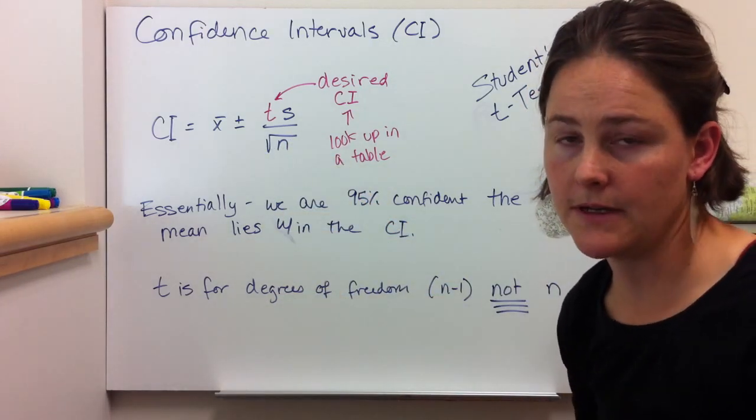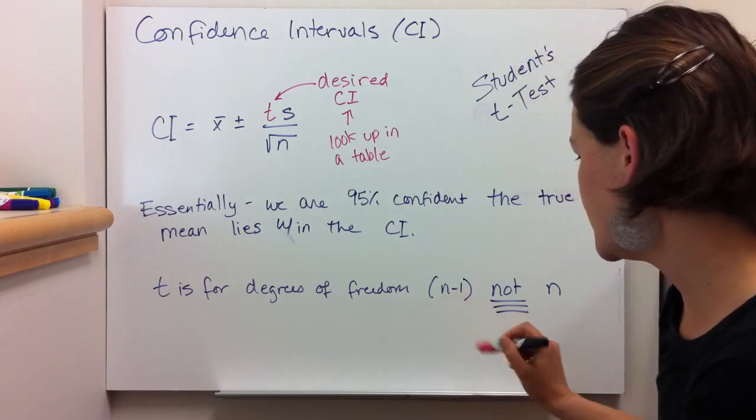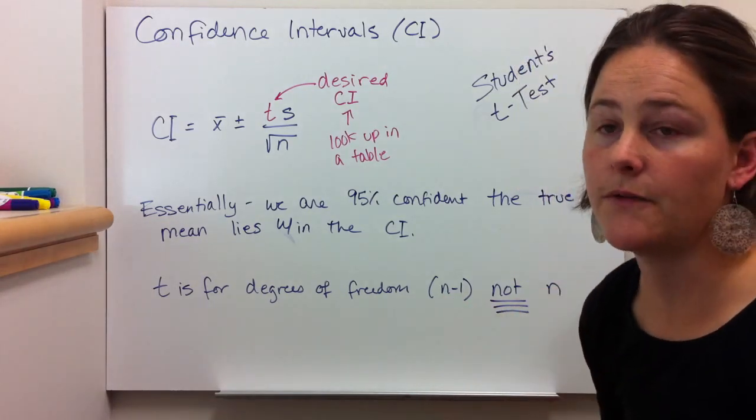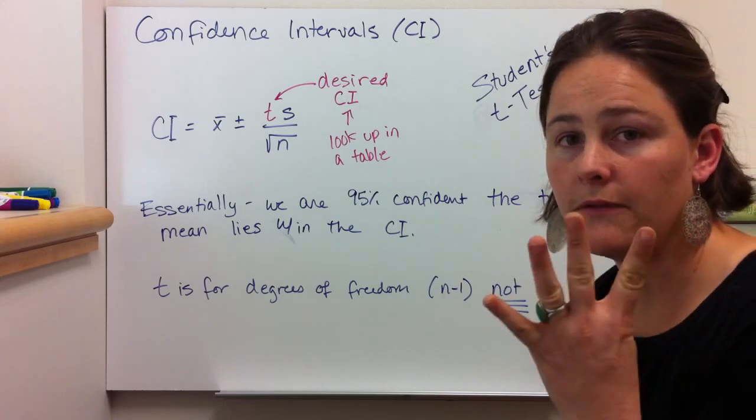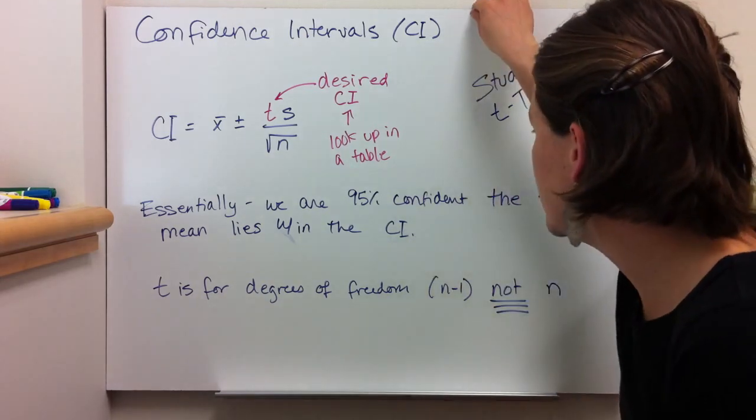And you look t up for the degrees of freedom, which is n minus 1, not for n. So if you have 5 measurements, you're going to be looking for the t for the degrees of freedom equal to 4. So that's important.